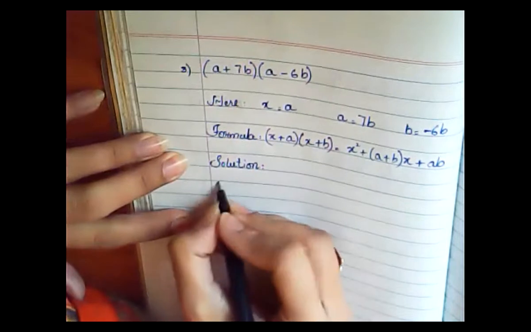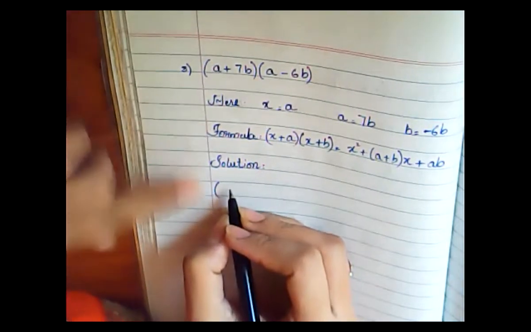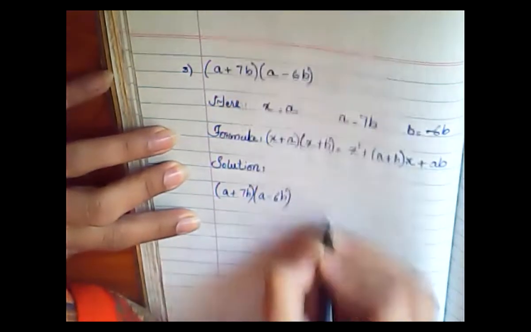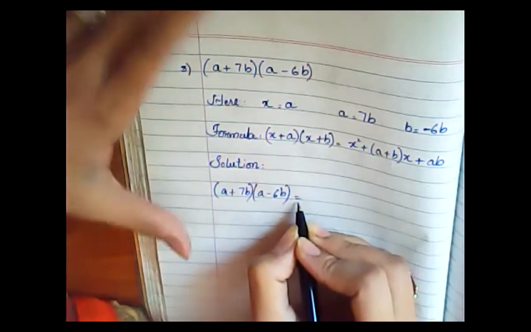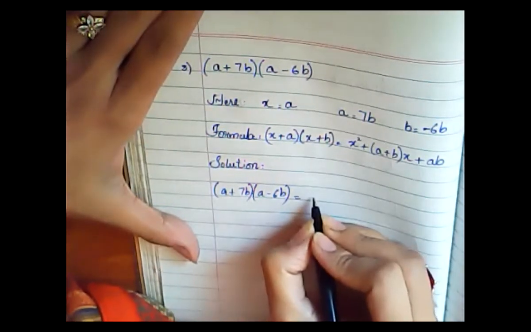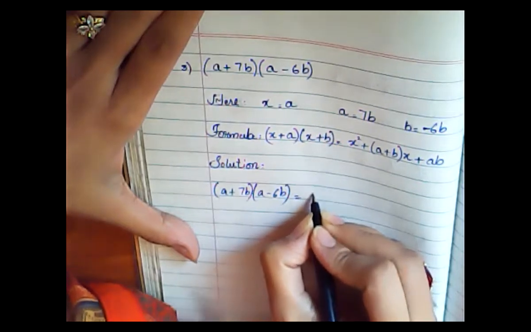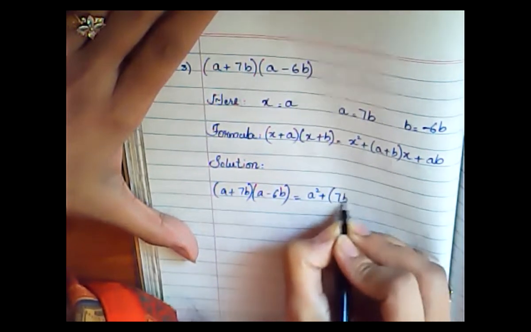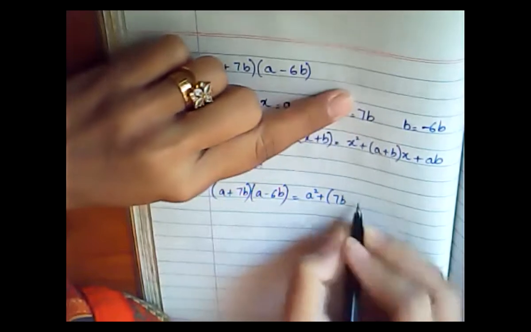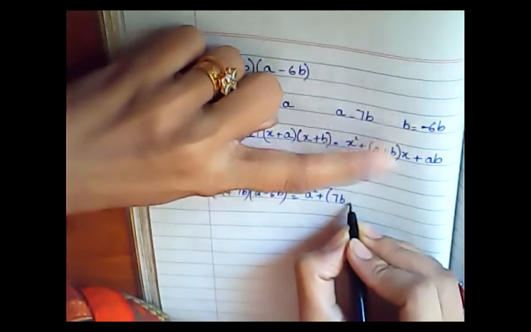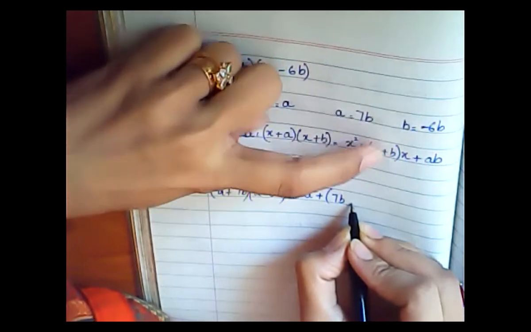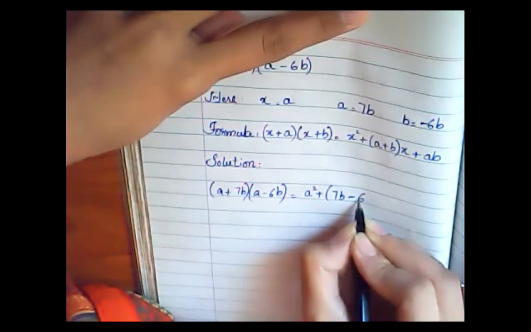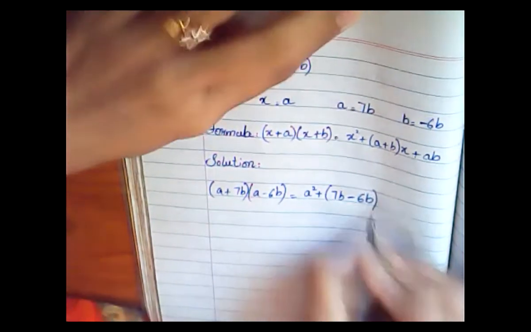Now let's start with the solution. First we have to write the formula and then the solution. Copy down the question. Now let's put the values with me. First, x square. Do we have to write x square? No, the value of x is a. So write down a square, then the plus sign. The value of a is 7b, the value of b is minus 6b. So plus minus sign, plus minus minus, we get minus 6b. Bracket close.